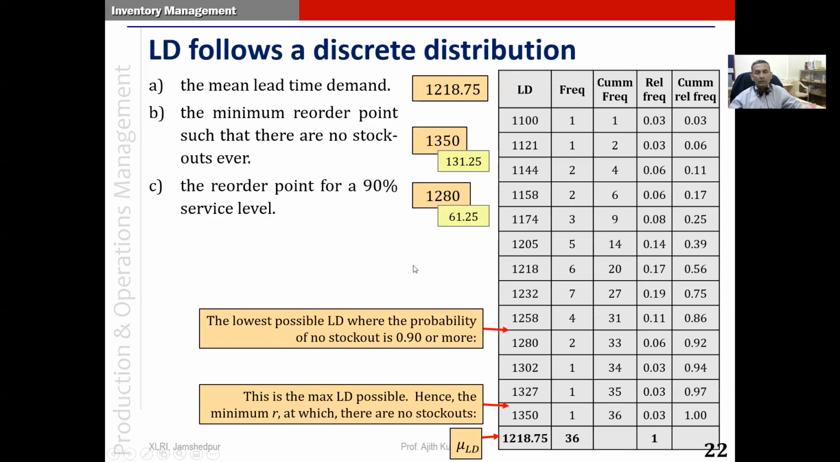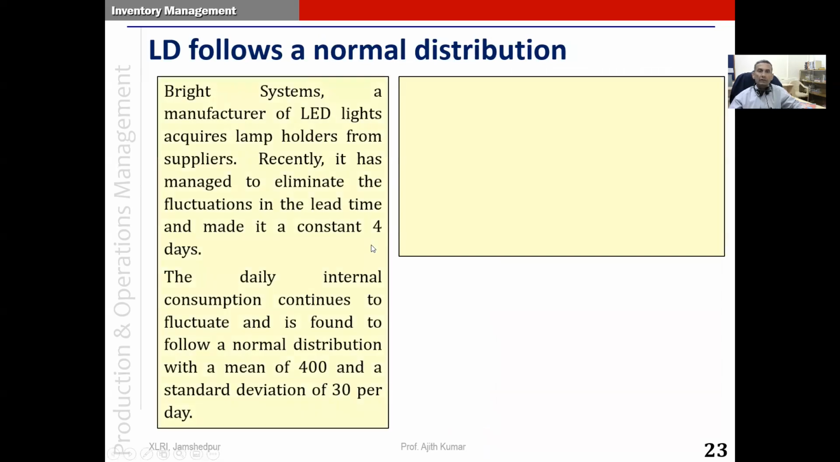Okay, so this way you can see how with a lead time demand that follows a discrete distribution, we are able to compute different values such as the mean lead time demand, reorder points for different service levels, and safety stocks as well. Good. Now let's look at a situation when the lead time demand follows a continuous distribution. More specifically, let's take a normal distribution.